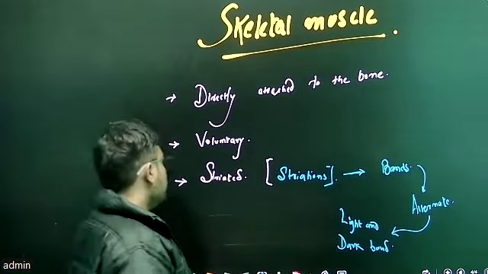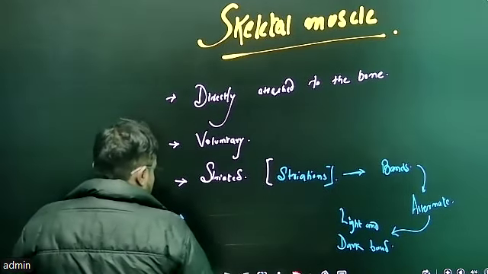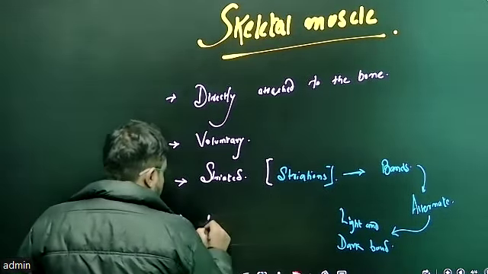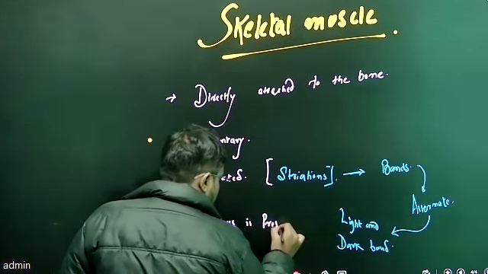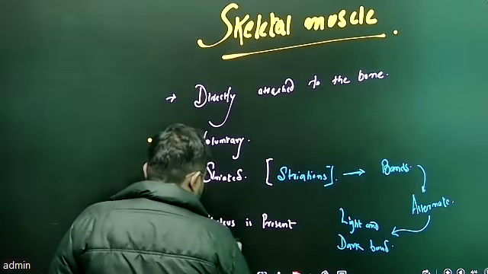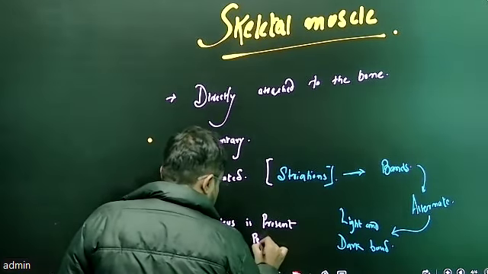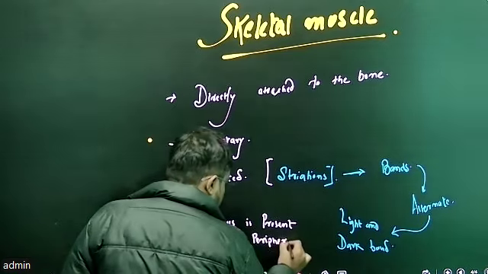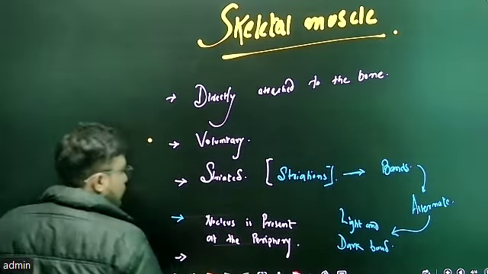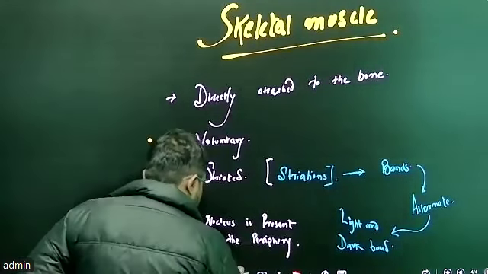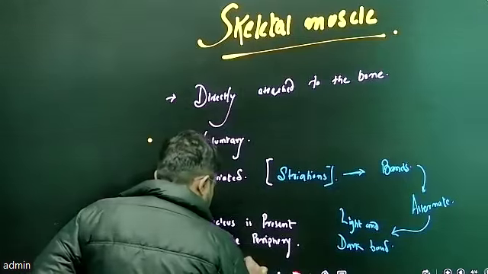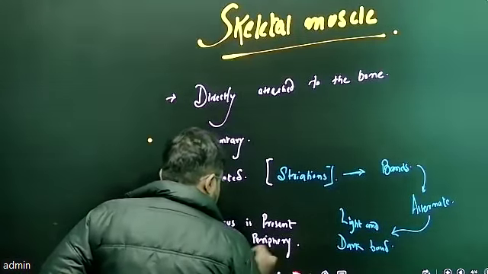Next, the nucleus. Write it down. The nucleus is present at the periphery. Where is the nucleus going to be present? The nucleus is going to be present at the periphery, and they are multinucleated.